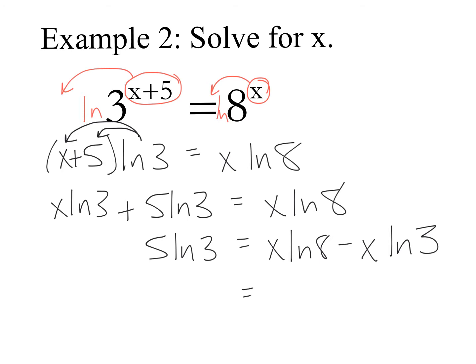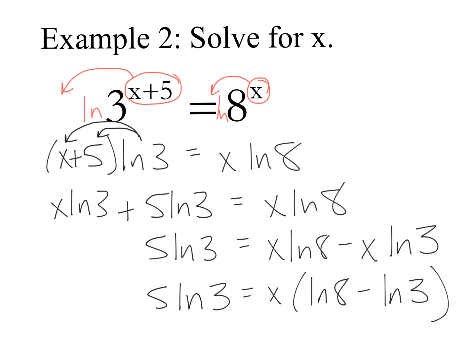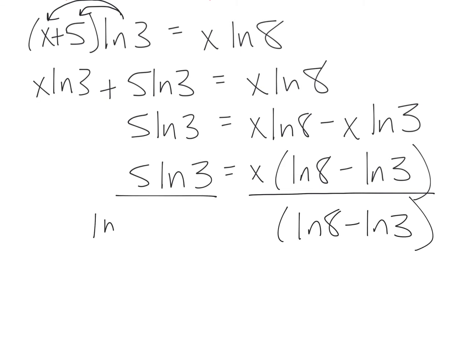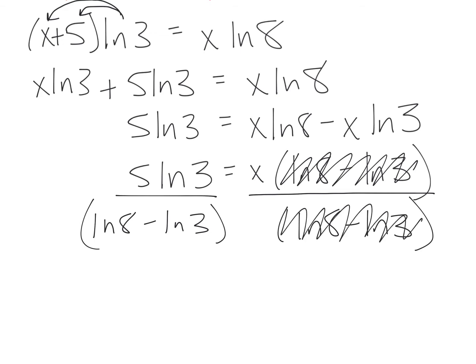Now you can probably see what comes next. You're going to factor out the x: ln 8 minus ln 3. Those are not like terms. You cannot combine that into ln 5. Just keep that in mind. You can't combine those, but on this side I have 5 ln 3. So now, in order to get x by itself, I'm going to divide both sides by this quantity, ln 8 minus ln 3. Divide this by ln 8 minus ln 3. This all cancels away, and this is what I have for x. This is my exact answer.